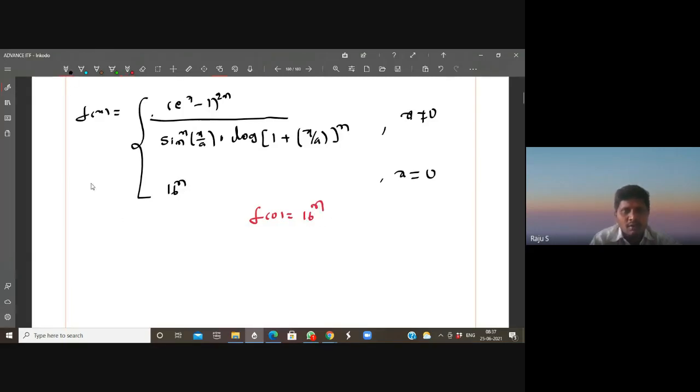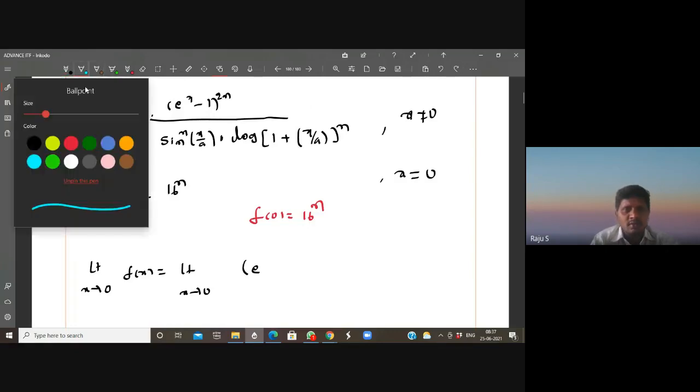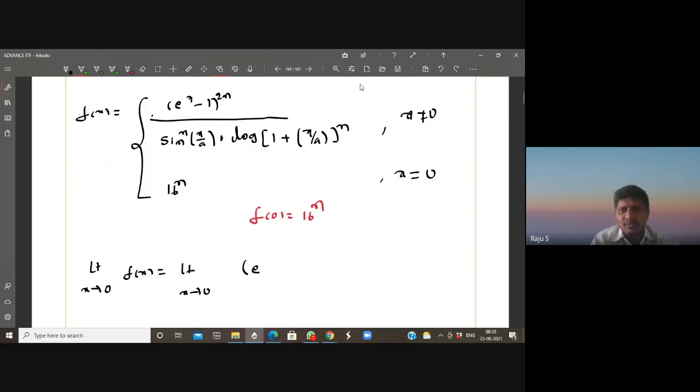Now, what about the limit as x tends to 0 of f of x? See, we can do it very logically, e power x. When we substitute 0 directly, are you able to substitute 0 here directly? No, we cannot substitute, students. If you substitute 0 here, e power 0 is 1, 1 minus 1, the numerator will be 0, divided by sin 0 whole power n. So sin 0 is 0, 0 into anything is 0, so 0 by 0, undefined.